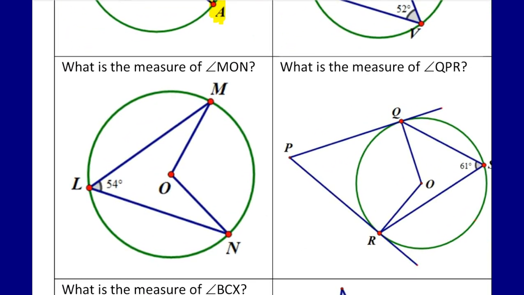MON, so again, we're looking for this angle here. This one is relatively straightforward. Again, it is the Star Trek theorem. So it is going to be double our measurement on the outside. So 54 times 2, we get 108 degrees.